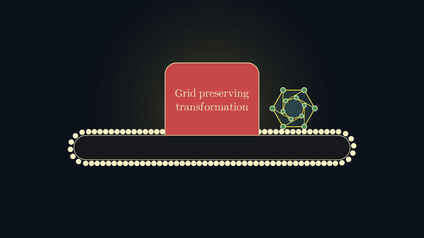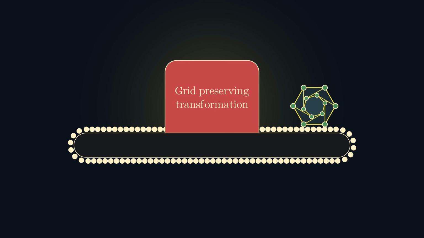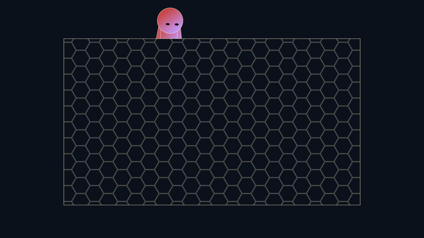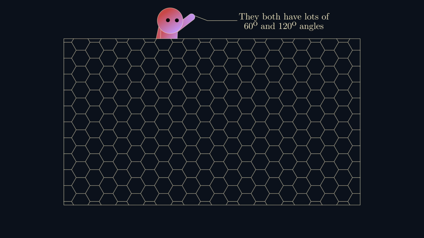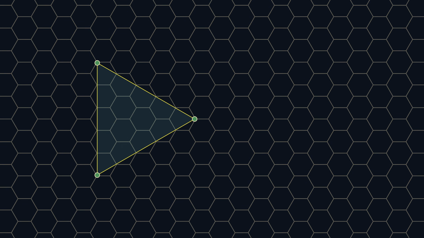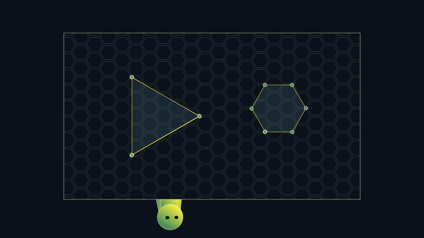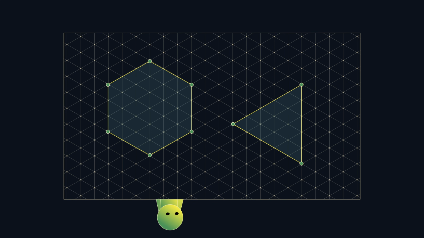The most asked question on the previous video was about which regular shapes can be drawn on triangular and hexagonal grids. We have a lot of 60 and 120 degree angles floating around, so as you might have guessed, we can draw an equilateral triangle and a regular hexagon on both of these grids. But are there any other regular polygons?